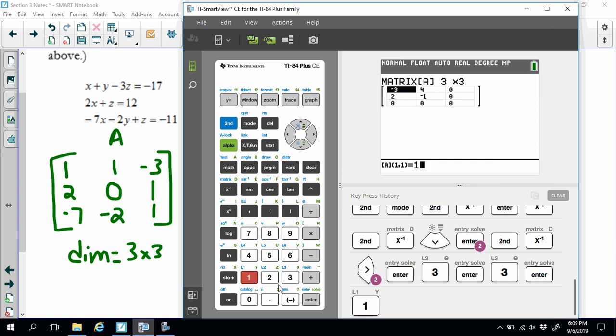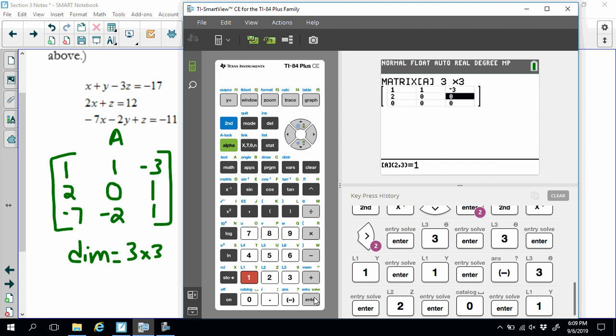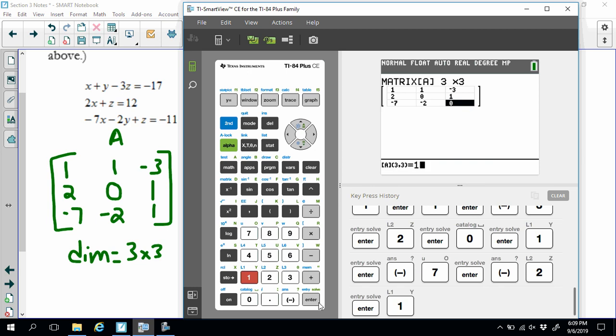So I start off with 1 and press enter and do it again, and then I have -3. So every single time you press a number, make sure you press enter right afterwards. Then I have 2, 0, and 1. And lastly, -7, -2, and 1. Now that I have edited my A matrix, I'm now going to edit my B matrix.